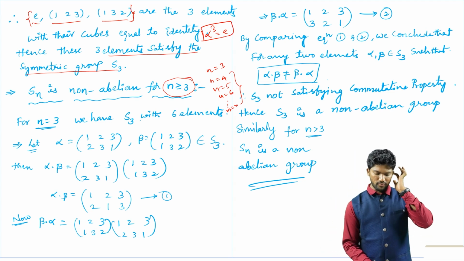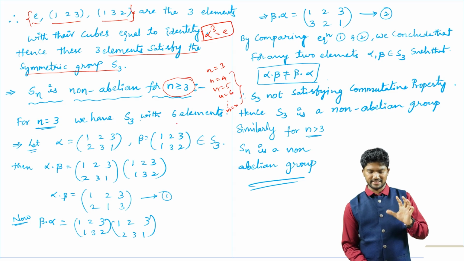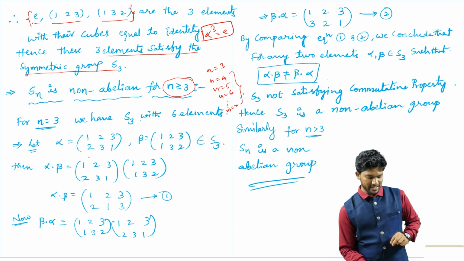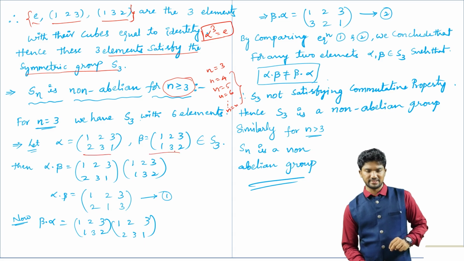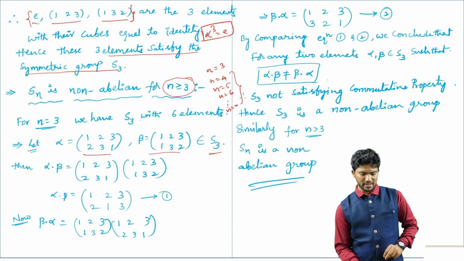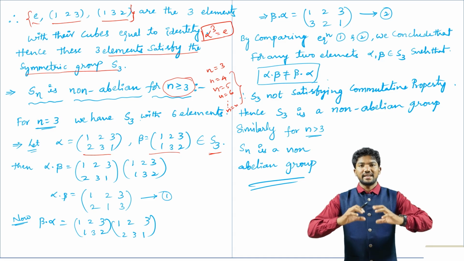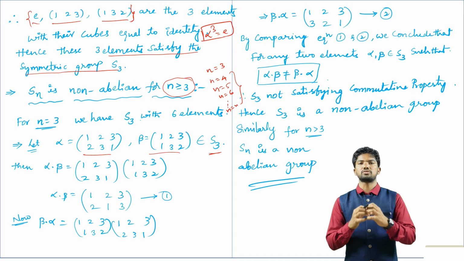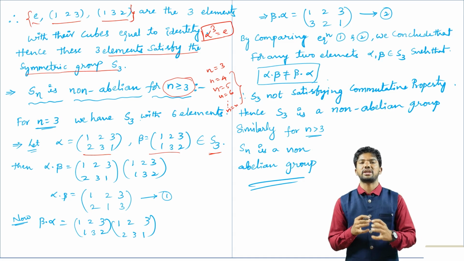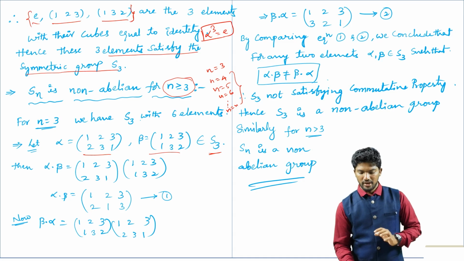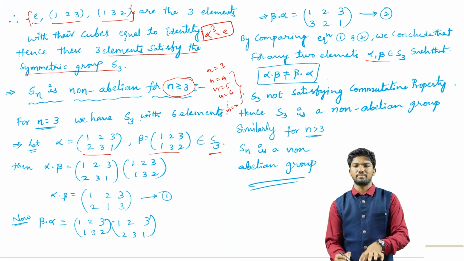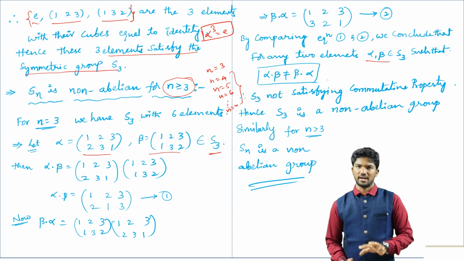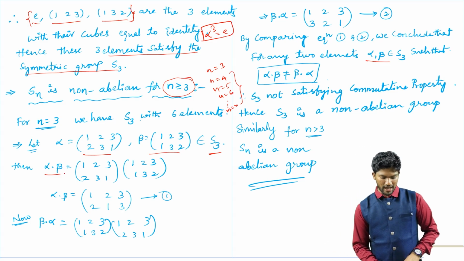For n equal to 3, we have S suffix 3 is a symmetric group with 6 elements. Let me take 2 elements out of the 6 elements of S suffix 3. This one is the first element and this one is the second element. Alpha and beta belong to S suffix 3. Now we are going to prove that S suffix 3 is a non-abelian group. To prove that, we have to prove that it does not satisfy the commutative property. What is the commutative property? For any 2 elements alpha, beta belonging to S3, their product alpha into beta is equal to beta into alpha. So first of all I am taking alpha into beta.